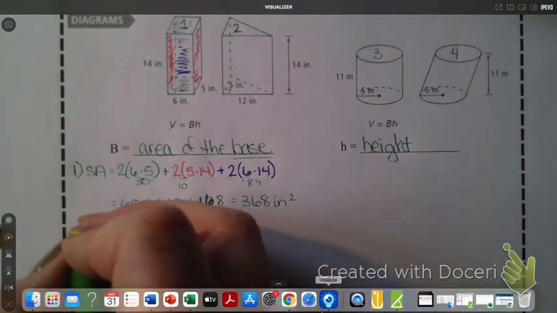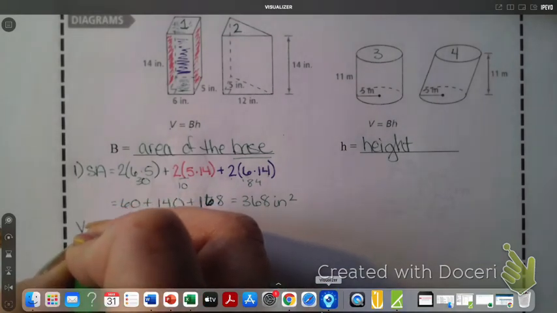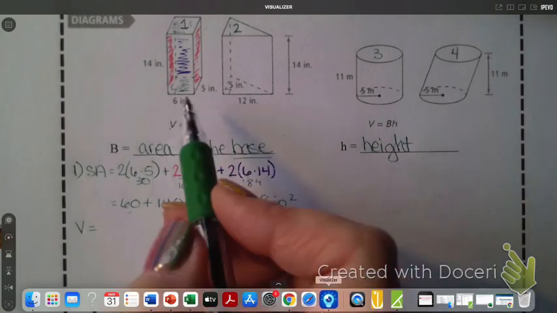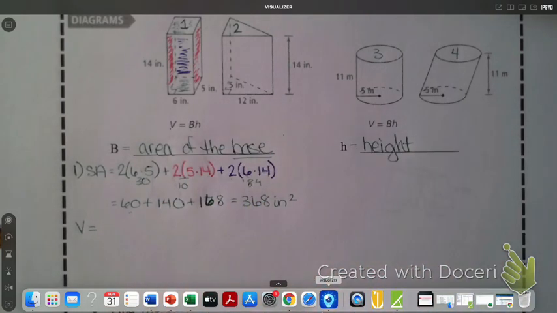Okay. So volume. Yep. I used up all my space. You have 4 of these to do in this space. I told you that.